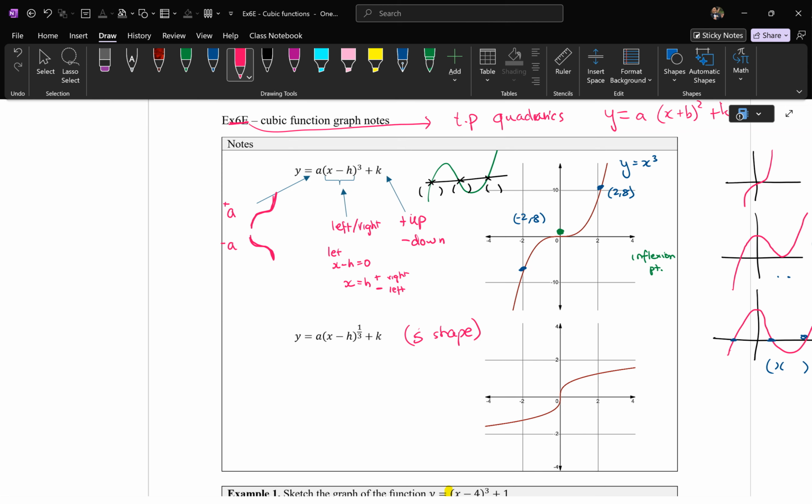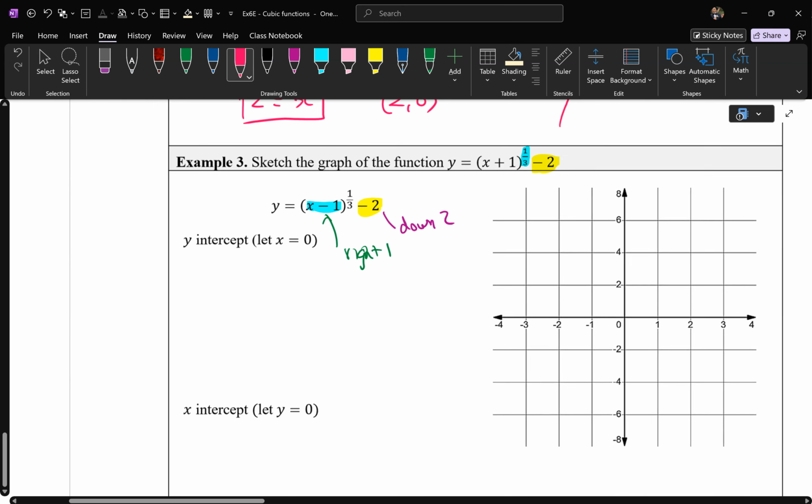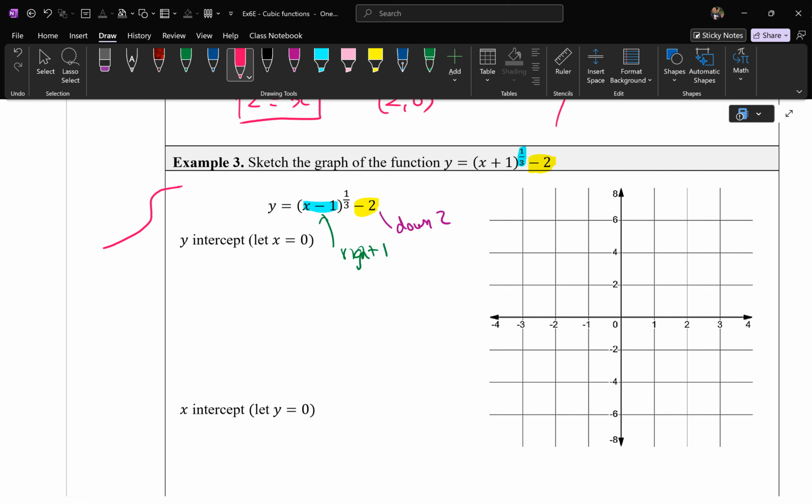Cool. Let's try to sketch this. And we now know it looks like an S shape. So I'm going to draw on the side. This is what it looks like. It looks like an S shape. Inflection point and S. Yeah? You told me it goes down by 2. Here we go, down by 2. And then right by 1. So here's my inflection point. I've got it at right by 1, down by 2.